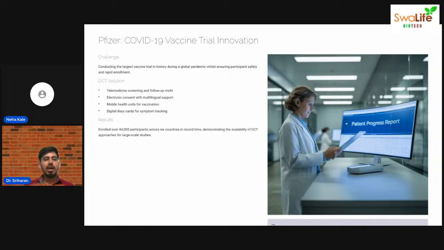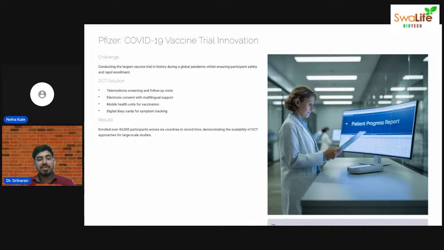Here they also employed a mobile health unit for vaccination, which is nothing but a mini clinic, a remote clinic. A mobile health unit is another form of remote clinic. While we are giving telemedicine, if the patient experiences some side effect, we give a solution. We diagnose that in a mini remote health unit, otherwise called a mobile health unit.